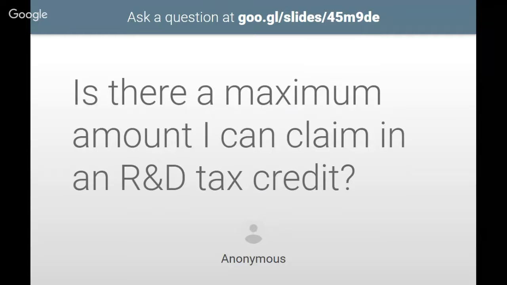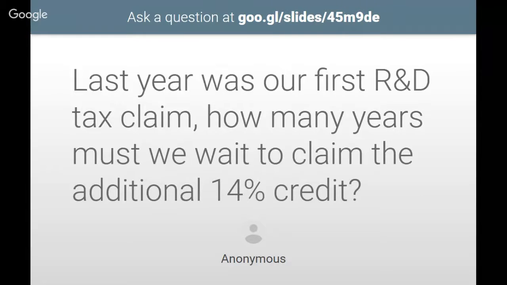And this is an important question. Last year was our first R&D tax claim. How many years must we wait to claim the additional 14%? The R&D claims for the first 3 tax years are calculated at 6%. And remember, Mike explained that's to establish a 3-year baseline. Now, in year number 4, that would be your 4th claim, all expenses over and above that 3-year historical baseline will be calculated at 14%.